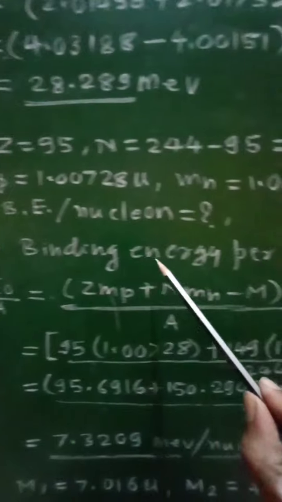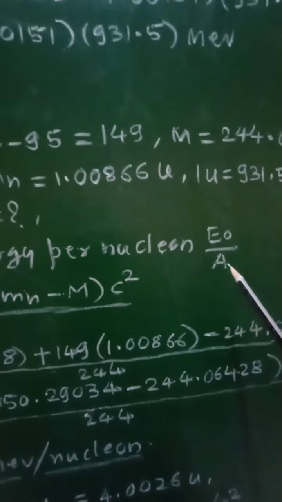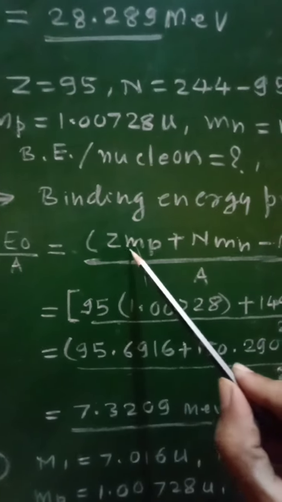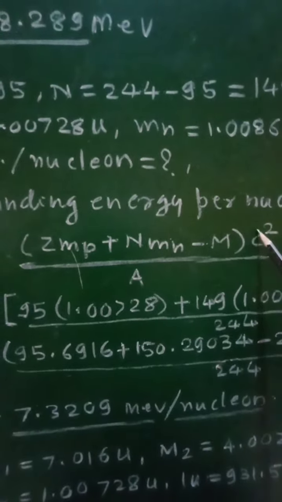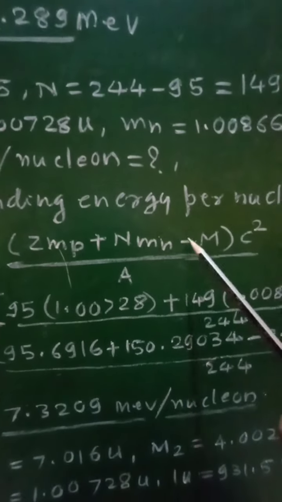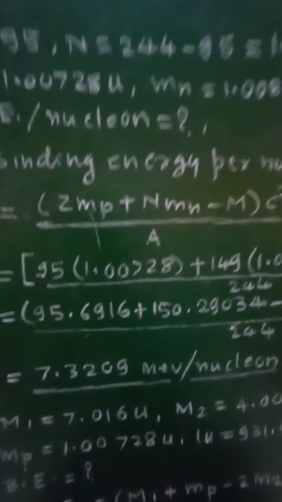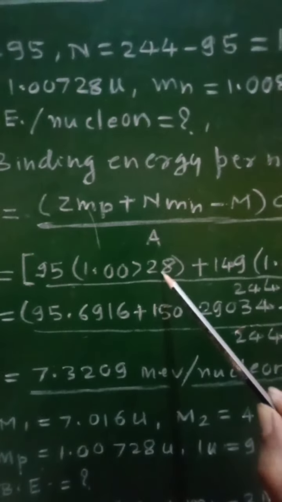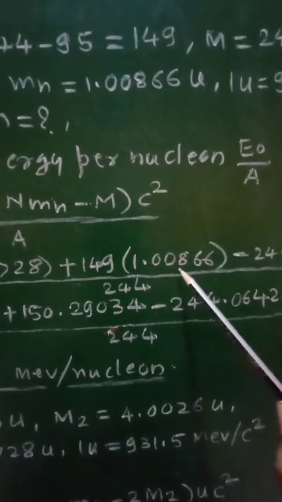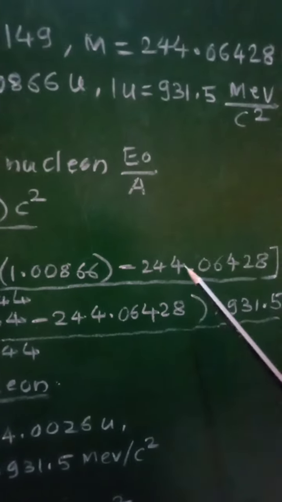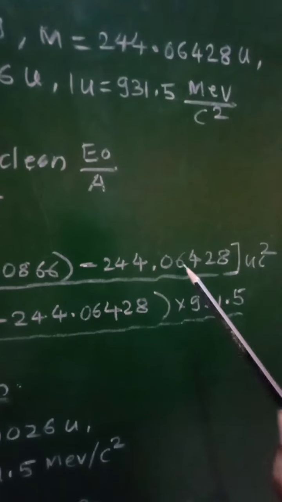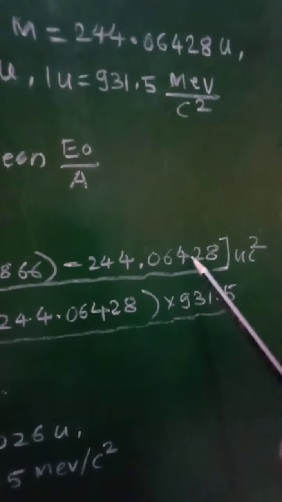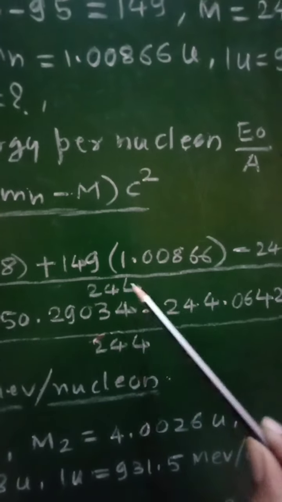And therefore that binding energy per nucleon, E0 upon A, will be given as E0 upon A equal to (ZMP plus NMN minus M) C square upon A. Putting the values, 95 into 1.00728 plus 149 into 1.00866 minus M, that is 244.06428 U C square, upon 244.